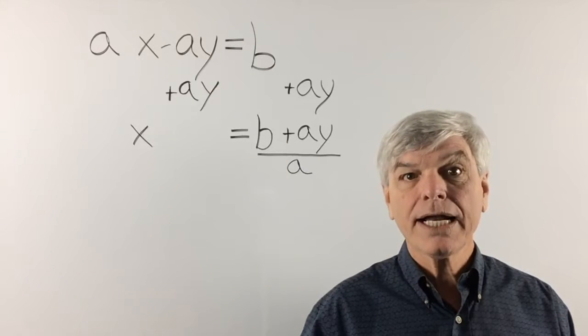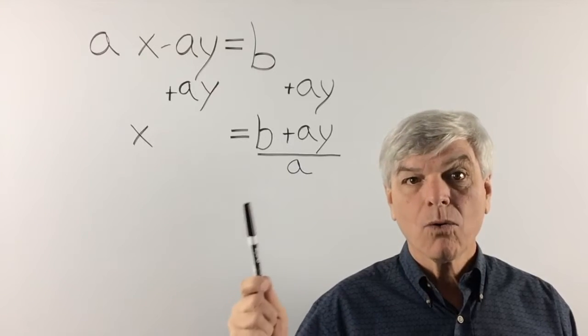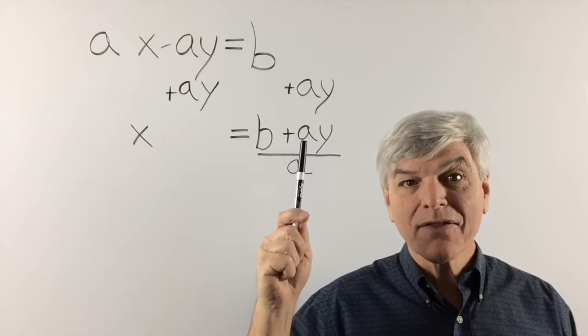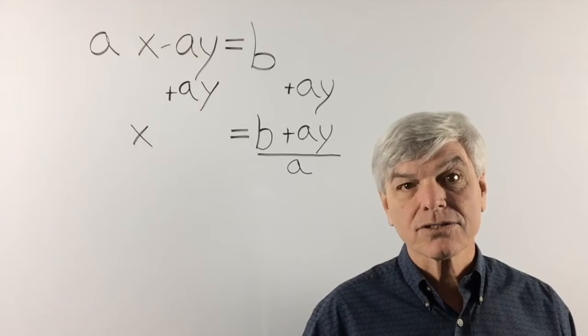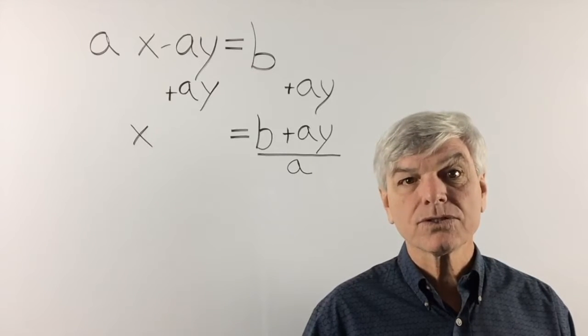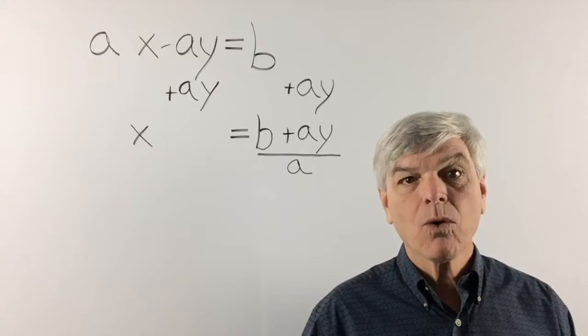But as you can see right here, I have one a on the bottom, one a on the top. I need a couple of a's here. So that's our answer. X equals b plus ay over a.